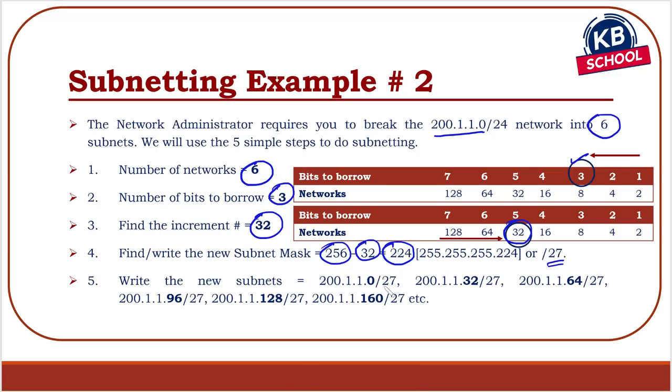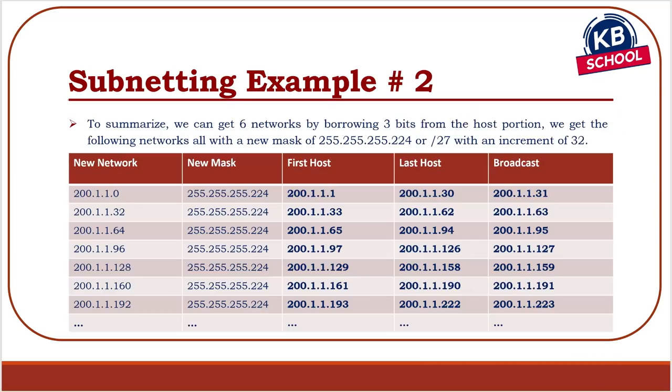The new networks, again, I started with 0 and started adding the increment: 32, 64, 96, 128, 160, 192, and 224. That would have been the 8 new networks that I would have gained. And I've written that down for you guys in your table as well, along with the first, last, and the broadcast. So on this one, 200.110, my first usable host over here is 1. My broadcast is 31, just like over here, because of 32 being the upper limit. 30 is the last usable one.